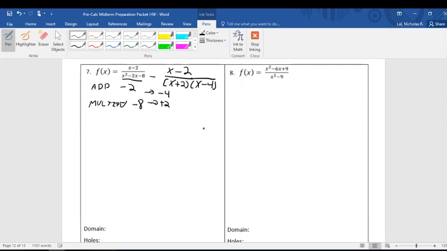So for this specific function, the domain is going to be all values except for ones that make the denominator equal to 0. So for our domain, we have a vertical asymptote.